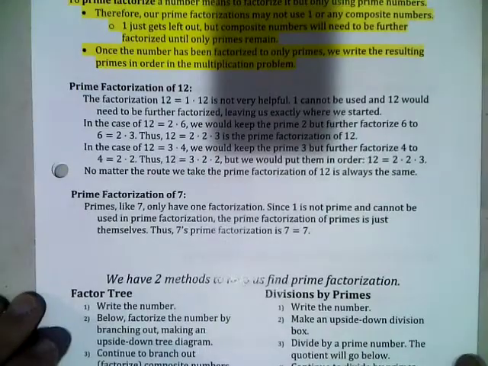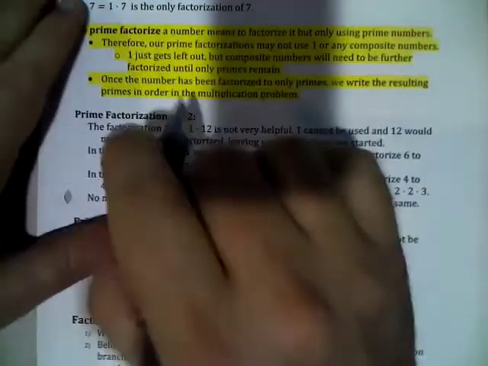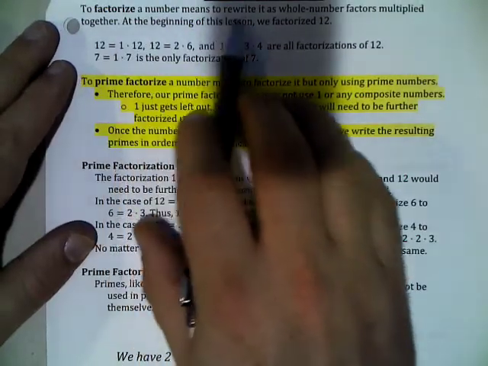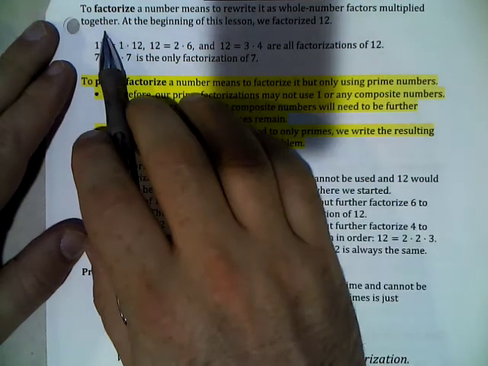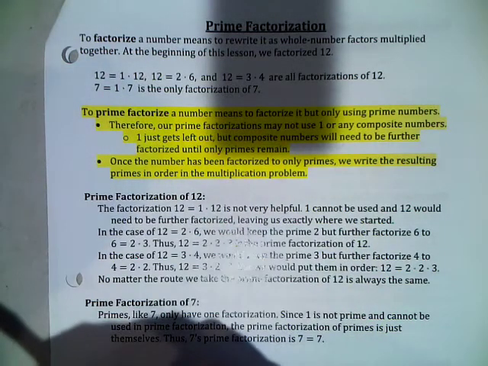All right, if we flip the page now, we got a lot of reading here to refer back to if you need to. And then we'll do some examples on the back here. But to start, to factorize a number means to write it as whole number factors multiplied together. So in other words, if you want to factorize a number, just write it as a multiplication problem.